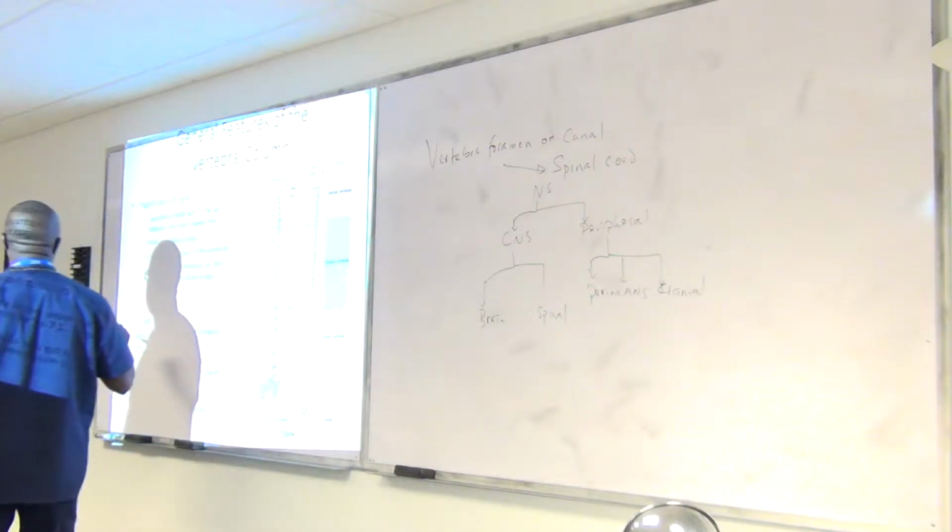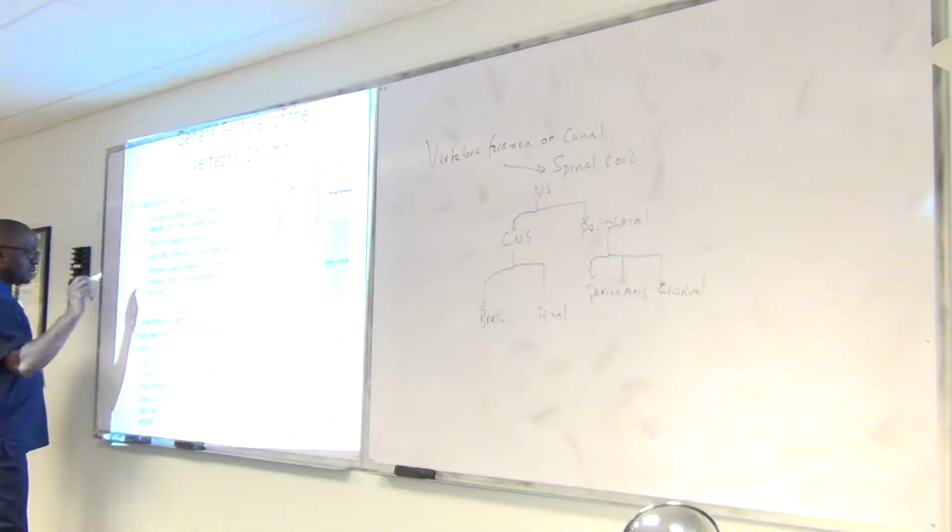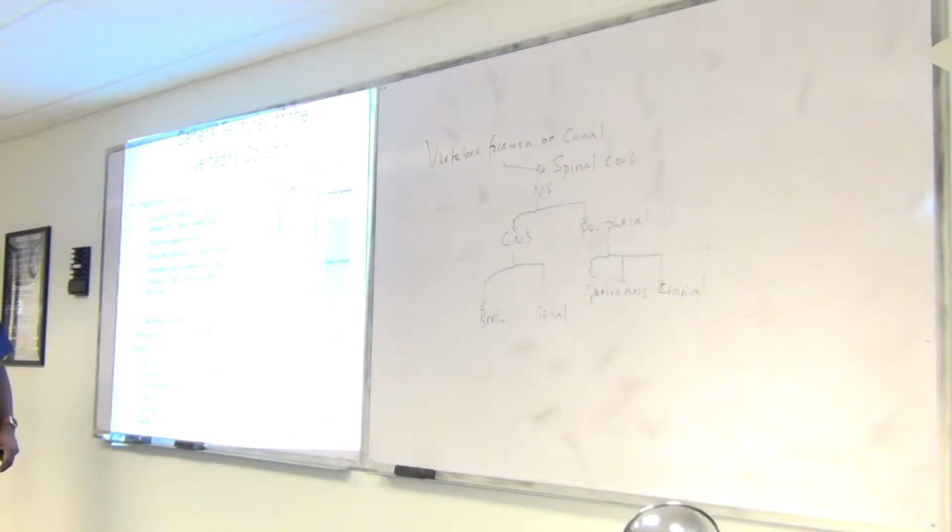Now we have 33 vertebrae. We've talked about the different sections.